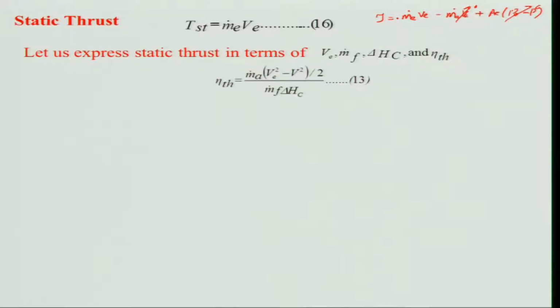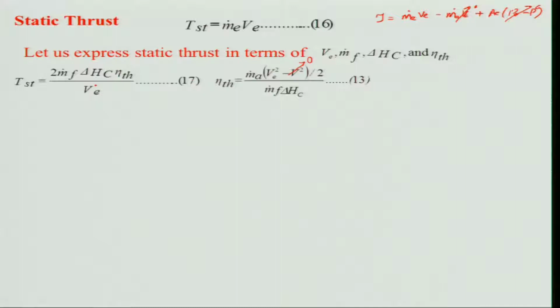So, therefore, let us look at the expression for thermal efficiency, which we have already derived, and keep in mind that we derived this thermal efficiency assuming that the nozzle is fully expanded. So, therefore, P e minus P infinity term is not there, and whenever we are talking about static thrust, the flight velocity will be 0. So, then what will I get? I will basically get static thrust as m dot V e, by definition, equal to 2 m dot f delta H c and thermal efficiency divided by V e, right.